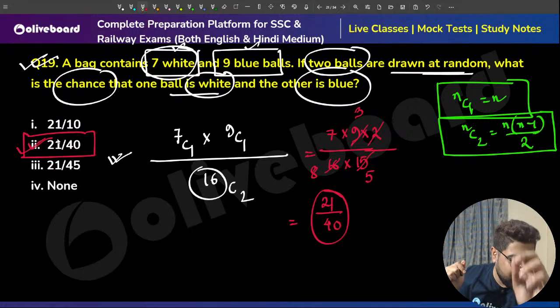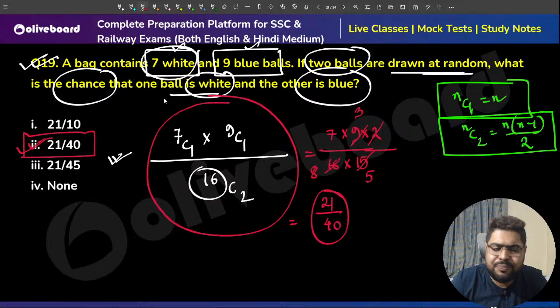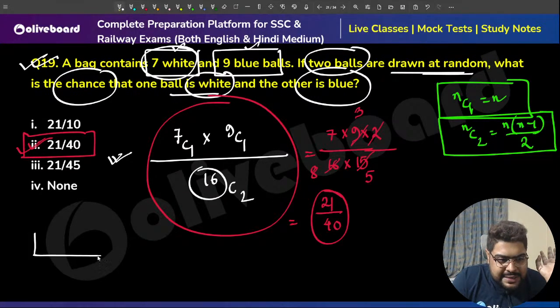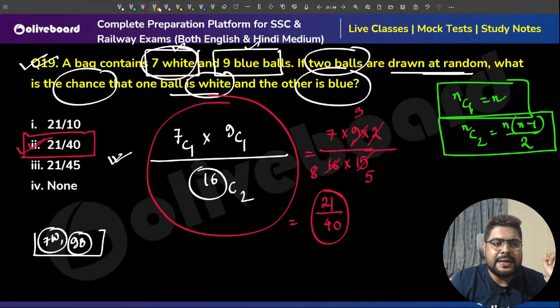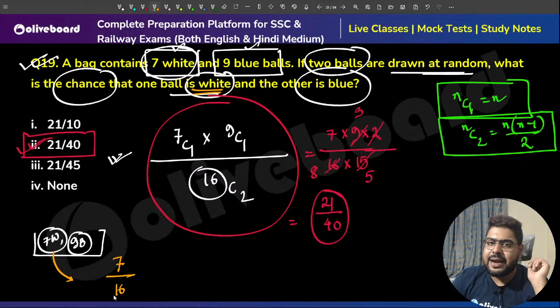Now, if you are someone who is not very comfortable in C, there is another way to think. Total 16 balls are there, 7 white, 9 blue. But here you need to think a little bit. First I am picking a white ball. What is the probability? 7 divided by the total, 16.